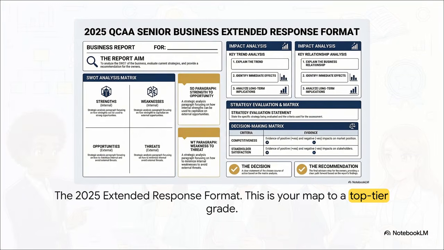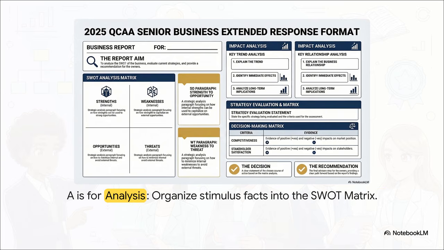And here it is. This is the official format for 2025. Yeah, I know, it looks like a lot on the page, but I promise it's not as scary as it looks. Think of this as your treasure map to an A. We're going to walk through it piece by piece, starting with that first letter, A, for analysis. Okay, so let's zoom in on that SWOT matrix.